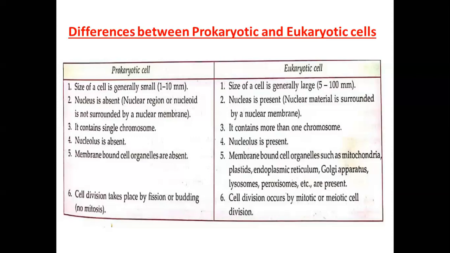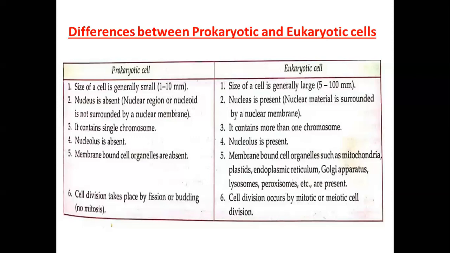are present. In case of prokaryotic cell, cell division takes place by fission or budding. In case of eukaryotic cell, cell division occurs by mitotic or meiotic cell division. Regarding mitosis and meiosis, you are going to study in this chapter only at the end. So don't get confused.